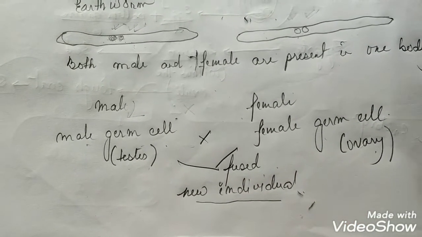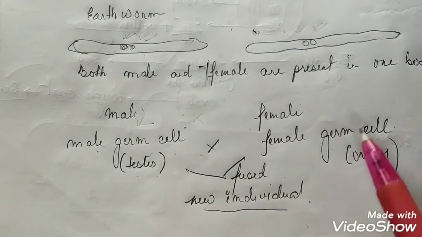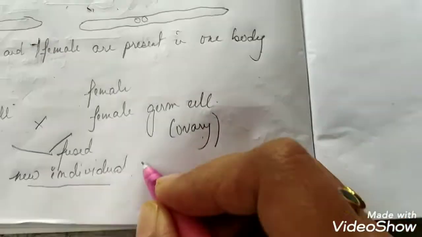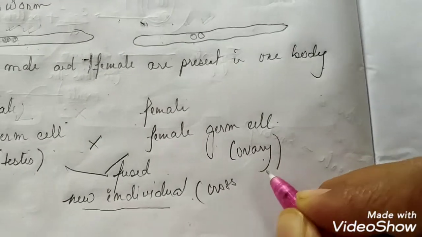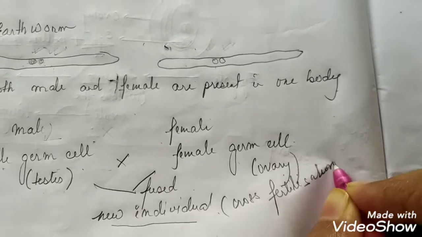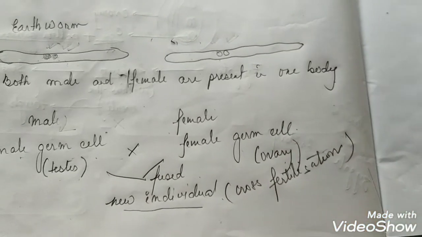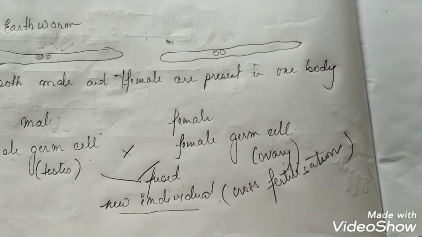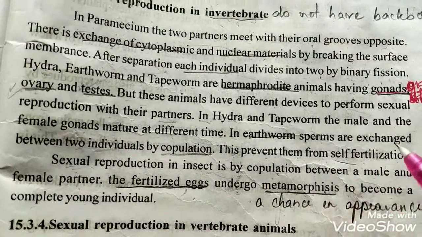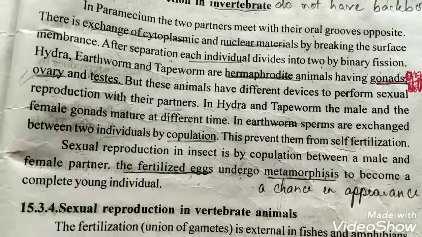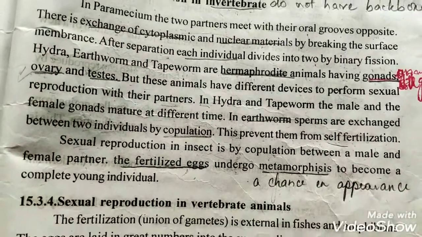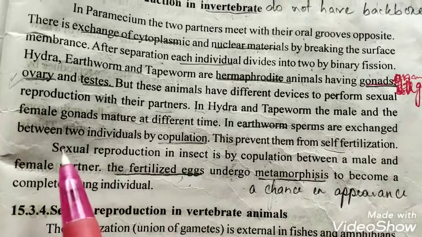That is, self-fertilization does not take place in the earthworm. Instead of self-fertilization, cross-fertilization takes place in the earthworm. Cross-fertilization means when the fertilization takes place between two individuals of the same species. This prevents them from self-fertilization. In the earthworm, the ovary and the testes mature at a different time. As such, in the earthworm, only cross-fertilization takes place.